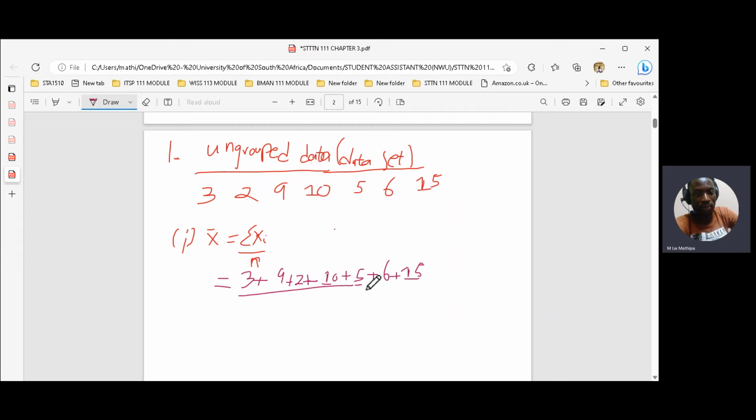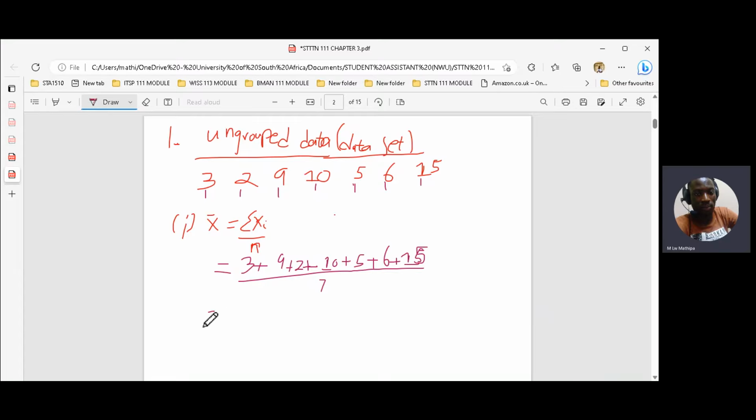Then we divide by what? Now with regards to the value of n, which is the sample size or the number of observations, we count: we have 1, 2, 3, 4, 5, 6, and 7. You see, we have 7. Then we divide by 7 here. Now let's do it on a calculator.